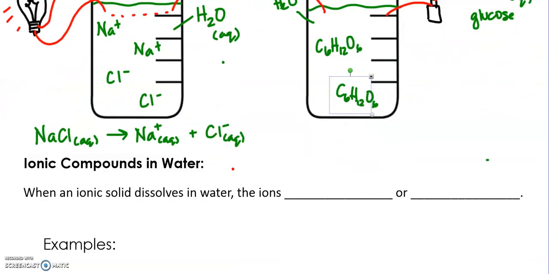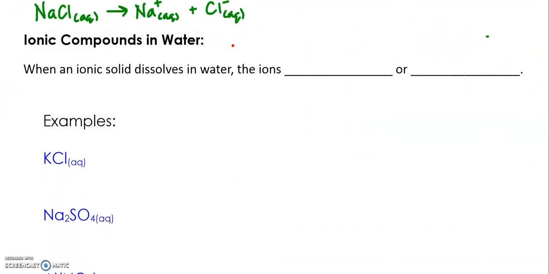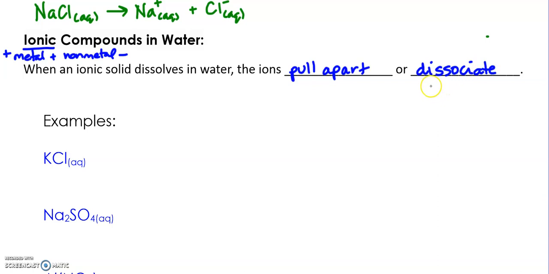All right, so what kinds of things are electrolytes? What kinds of things aren't electrolytes? And then what do they do? So remember, ionic compounds are made of a metal plus a nonmetal. And metals have a positive charge and nonmetals have a negative charge. That's ions. So when an ionic solid dissolves in water, like sodium chloride in the example above, the ions pull apart. Or the actual term for that is dissociate. And you might also hear the term ionize. So they essentially separate into their ions.